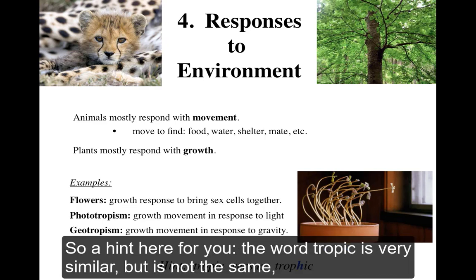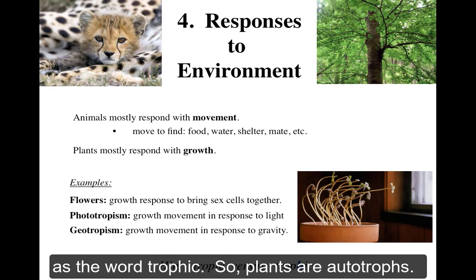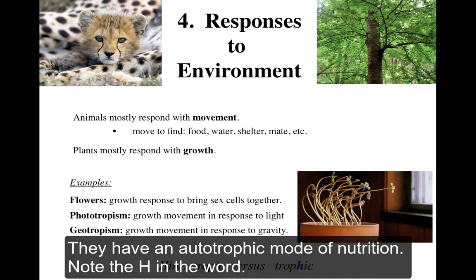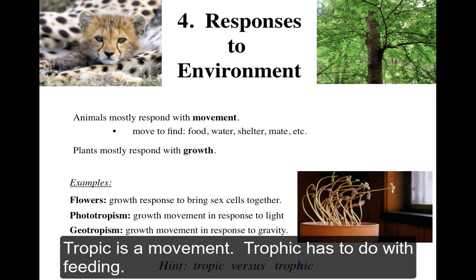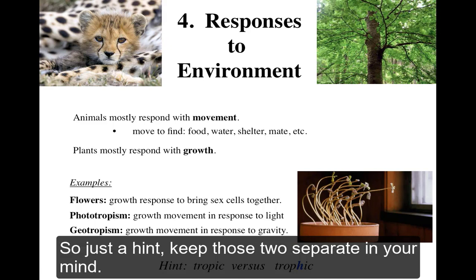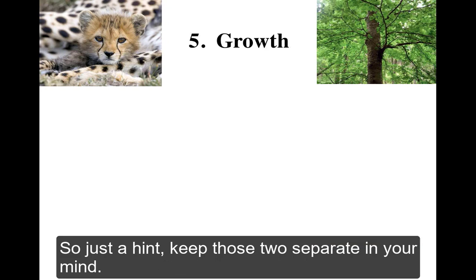So a hint here for you. The word tropic is very similar, but is not the same as the word trophic. So plants are autotrophs. They have an autotrophic mode of nutrition. Note the H in the word. Tropic is a movement. Trophic has to do with feeding. So just a hint, keep those two separate in your mind.